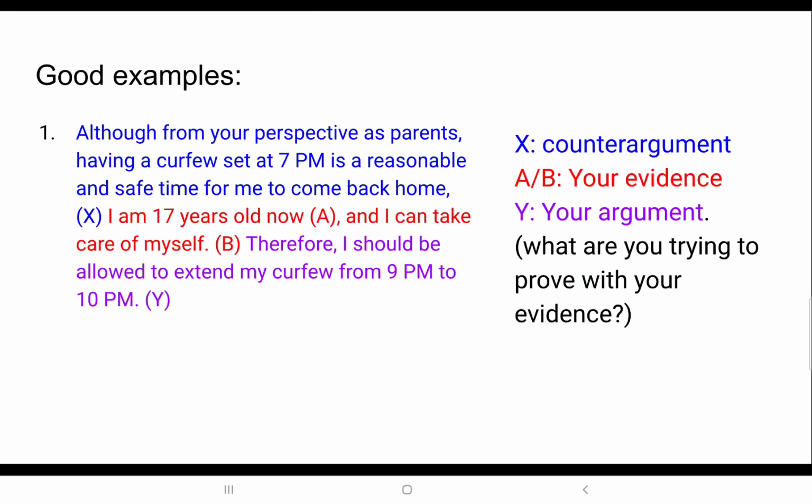Therefore, I should be allowed to extend my curfew from, that should say 7 p.m. But anyways, therefore, I should be allowed to extend my curfew from 7 p.m. to 10 p.m. Pause if you need to take it all in and understand what's going on, because now we're going to move on to a good example of a history-related one.